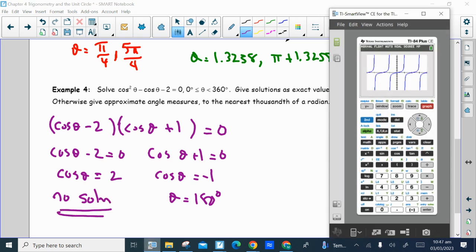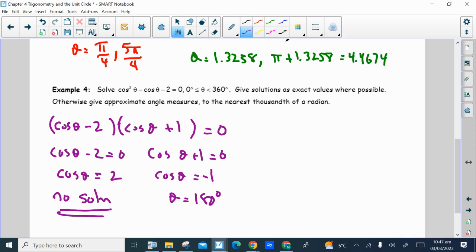And we can check our answer by making sure that we are in degree mode, which we are. And I want to check to make sure that 180 degrees works here. So the first term is the cosine of 180, which is all squared. So I had to use a couple sets of brackets here. Minus the cosine of 180 degrees. Minus 2. And that equals 0. So that checks, right? We know our answer is correct.